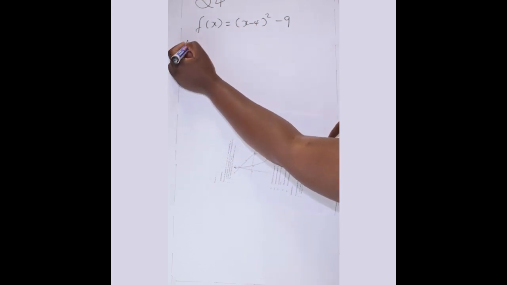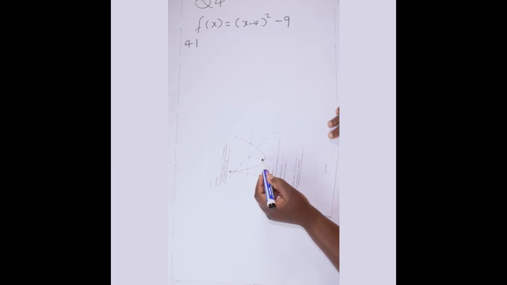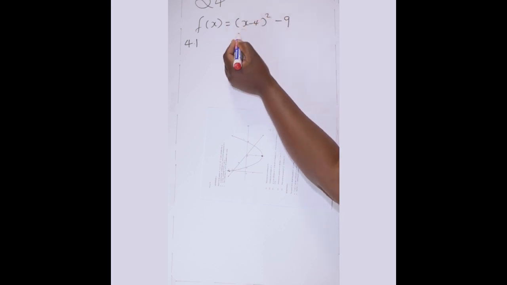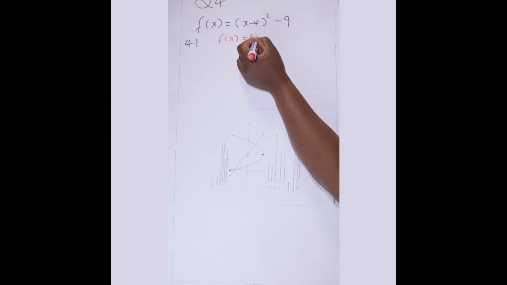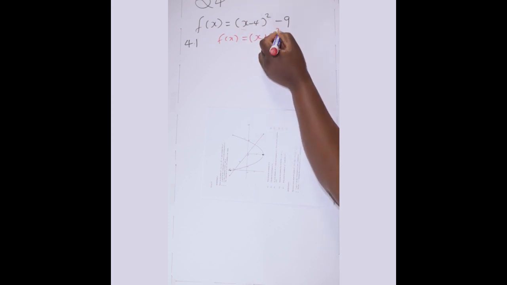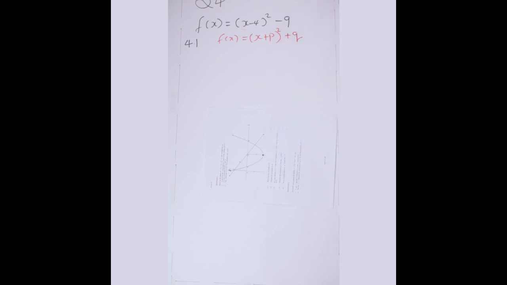In 4.1, they said, write down the coordinates of E. We have been told that E is the turning point. And our equation is already in the turning point format. Remember, the turning point form is the one whereby they say f of x is equals to x plus p squared plus q. This is our turning point format equation. It is already in that, so we can just extract what we are looking for in order to find E.